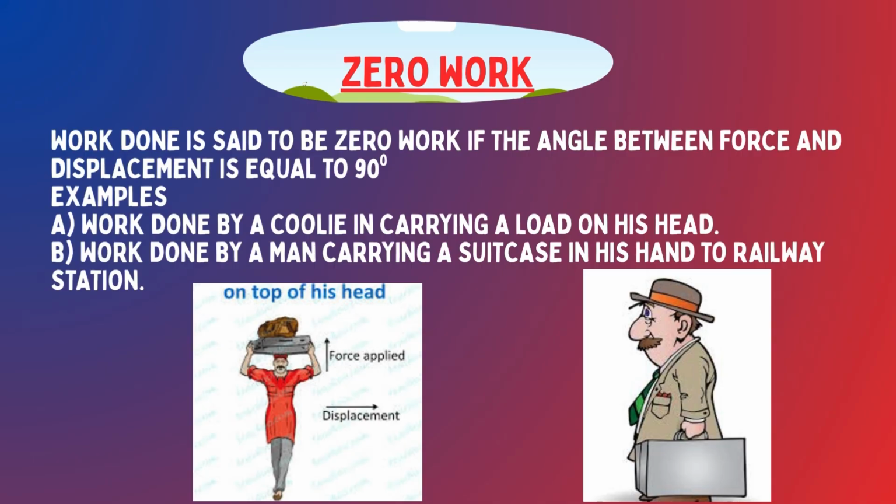Similarly, a man carrying a suitcase in his hand has done zero work, or you can say no work, because he is applying force on the suitcase in upward direction and displacement is produced in forward direction. Again, the angle between the applied force and displacement produced is 90 degree. So work done is zero.